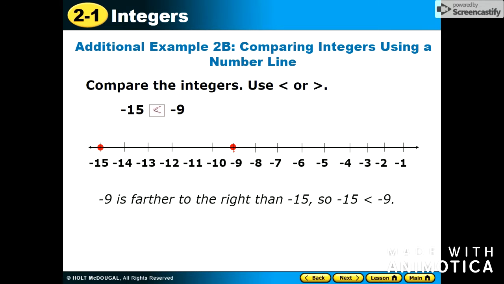Okay, so in this case, -9 is further to the right than -15. So -15 would be less than -9. I think on your sheet it says -15 is farther to the blank, so you'd put -15 is further to the left than -9. So -15 is still less than -9. Okay, this is correct.